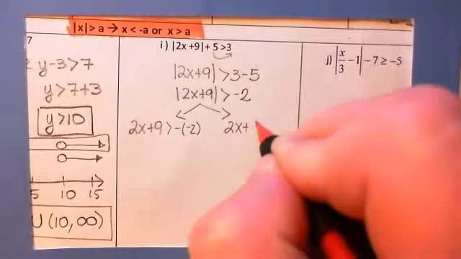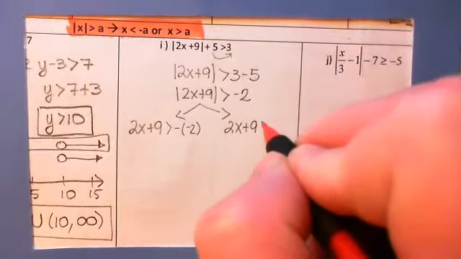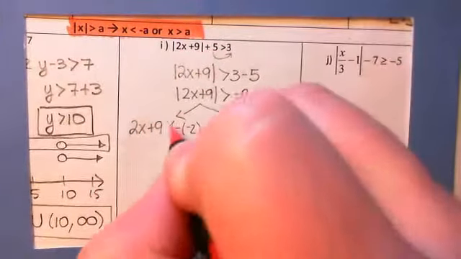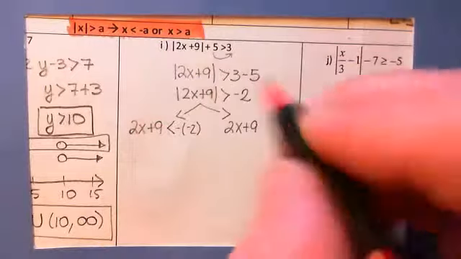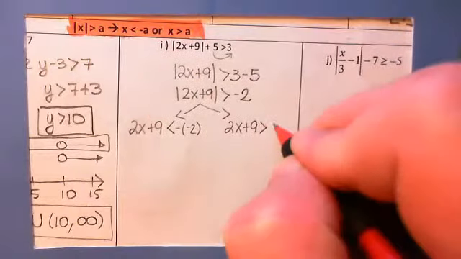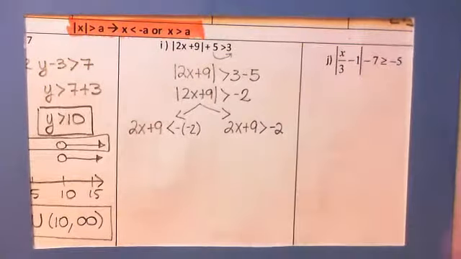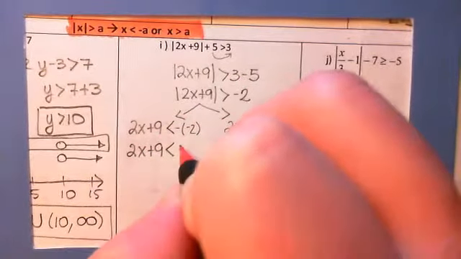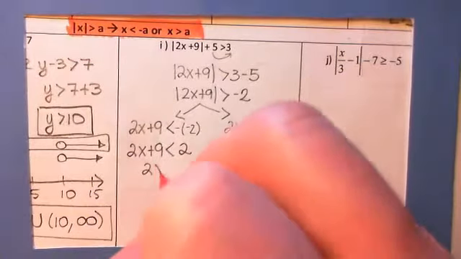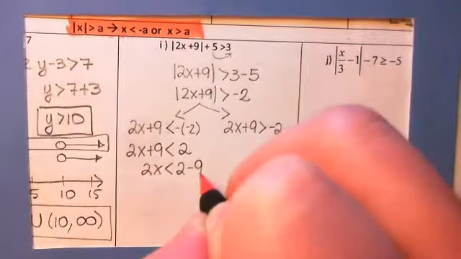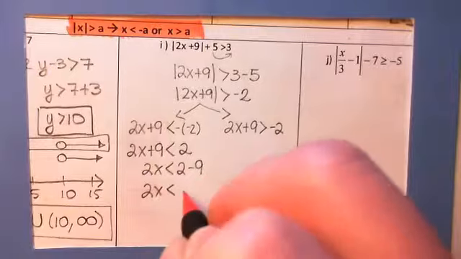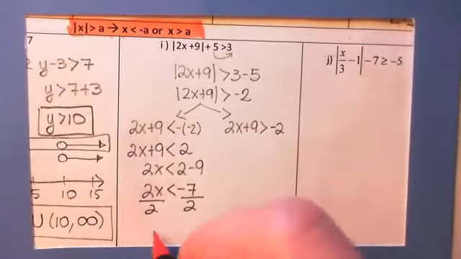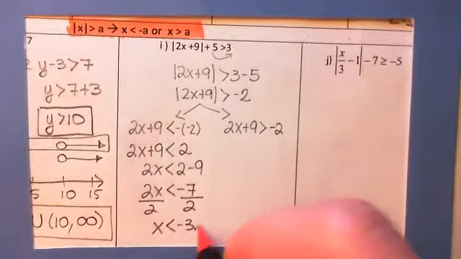Okay, so this will be 2x plus 9, and this will be a negative, less than, right? Because the first one is less than, and the next one is greater than. All right. So basically, I'm going to have 2x plus 9 less than positive 2. So this will be 2x less than 2 minus 9, 2x less than negative 7, divided by 2, x less than 3.5.